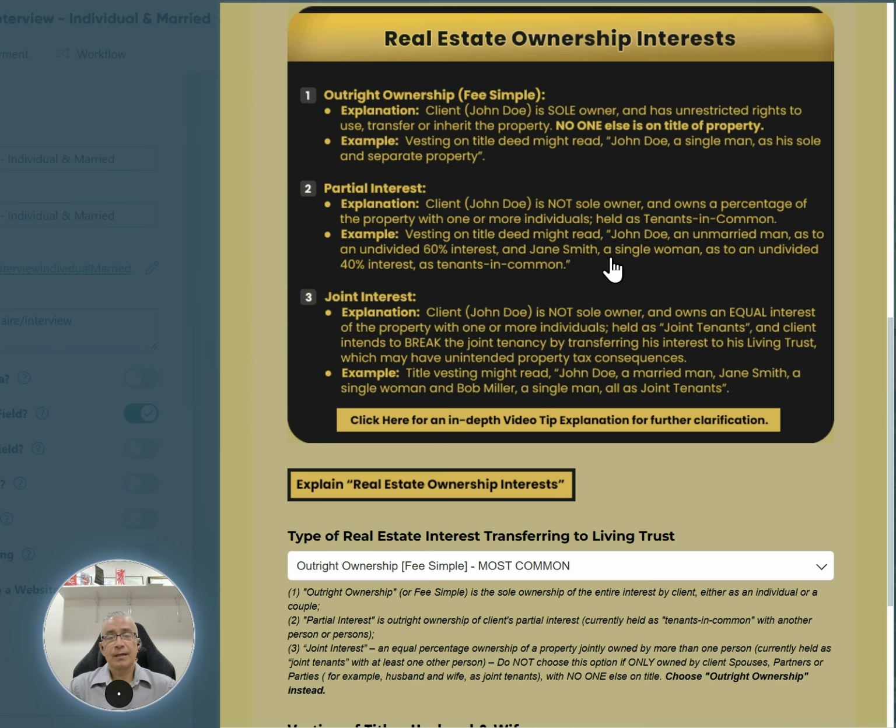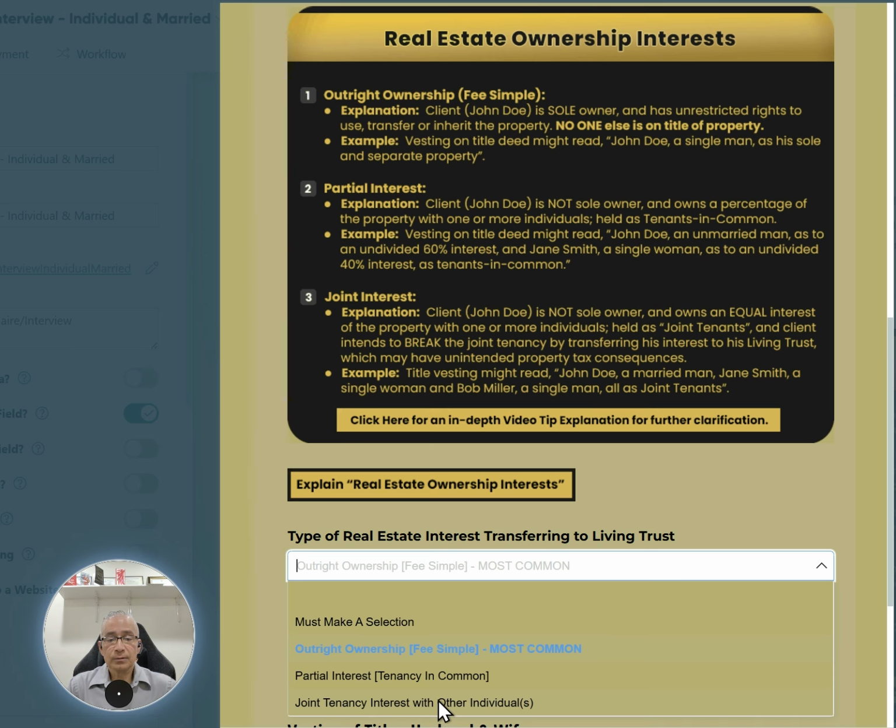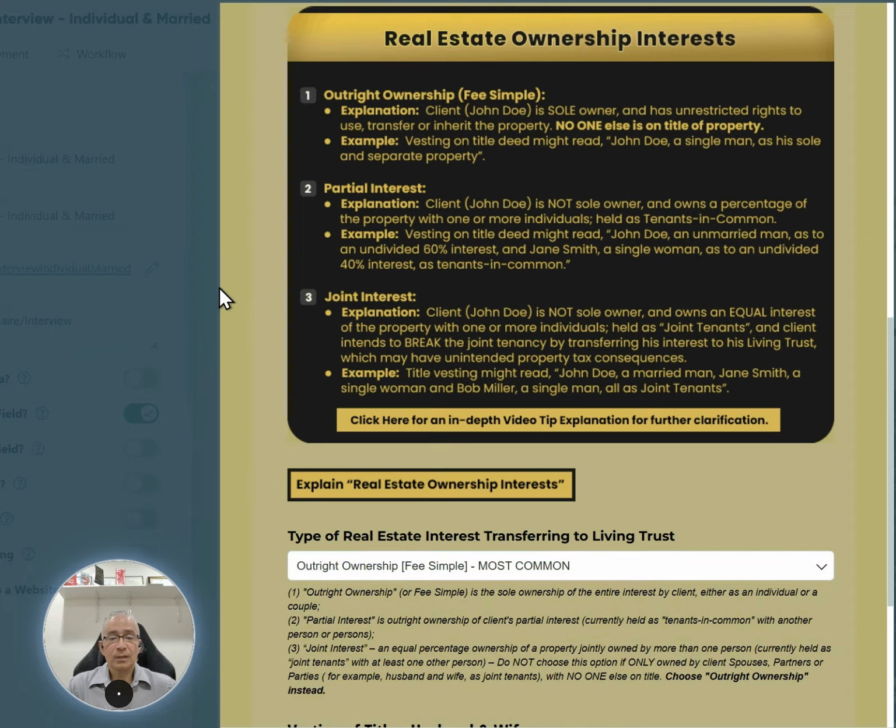So read this. You'll understand when you read this, and also look at the in-depth video explanation about the concepts behind these manners of title or ownership interest types. If it's joint tenants just with the husband and wife, or the registered domestic partners, or the 2 lifelong partners, and there's no third person on title as a joint tenant, it's outright ownership interest. If it's a joint tenancy with other people that are not technically, per agreement of the clients, not an owner, that would be joint interest with other individuals. Very critical to understand the difference between those 2 scenarios.